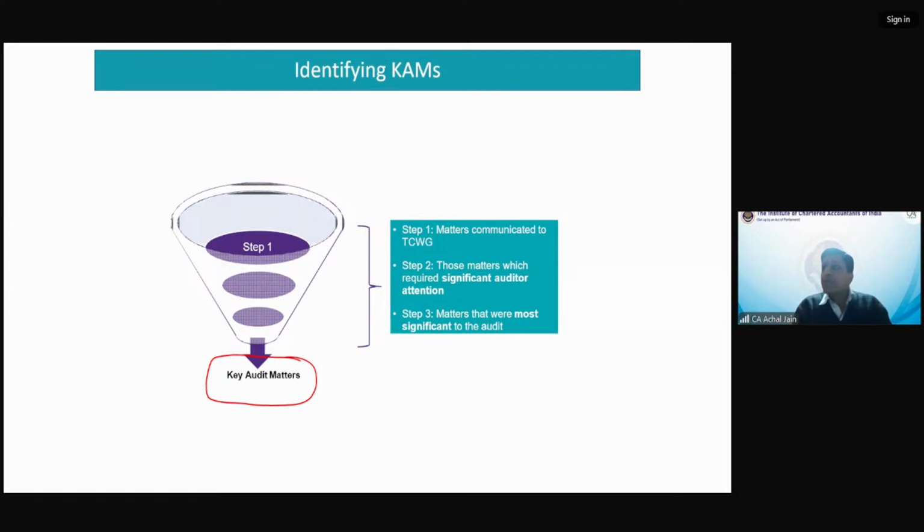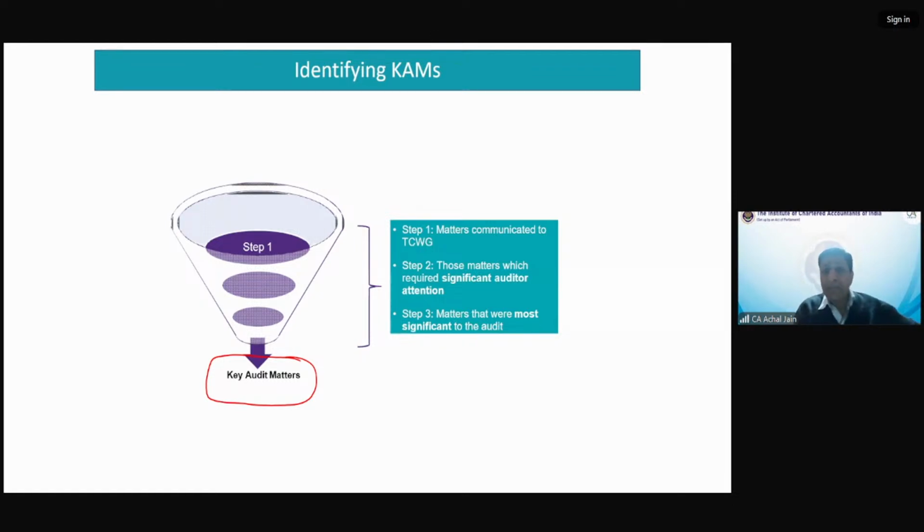Yes or no? That is where a need for another reporting requirement was assessed. And that was all about CAM, meaning key audit matters. Now, what do you mean by key audit matters? Key audit matters mean those matters which fulfill some of the criteria which you can see currently on the screen.